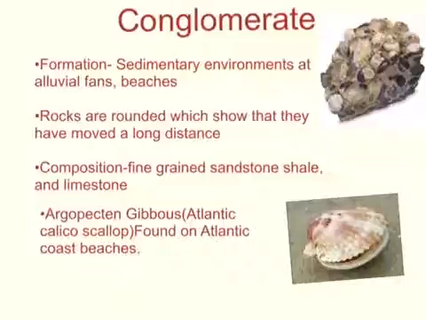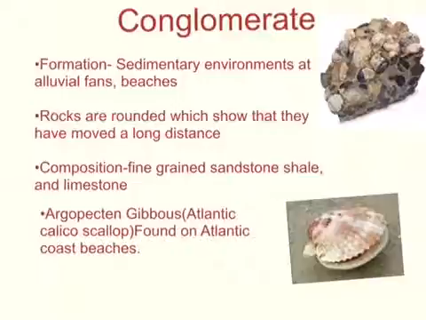Conglomerate rock is a rock composed of other rounded sedimentary rocks. These rocks are smooth due to the distance they travel due to deposition. You can usually find these rocks at alluvial fans. This rock is composed of shale, limestone, and sandstone.